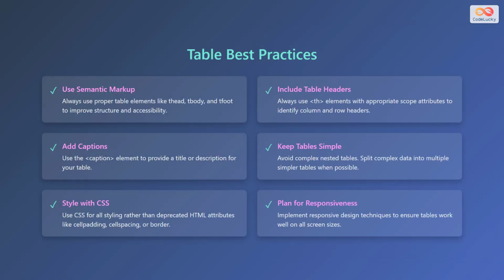Let's explore some best practices for creating HTML tables. Always use proper table elements like table head, table body, and table foot to improve structure and accessibility. Always use table header elements with appropriate scope attributes to identify column and row headers. Use the caption element to provide a title or description for your table. Avoid complex nested tables and split complex data into multiple simpler tables when possible. Use CSS for all styling rather than deprecated HTML attributes like cell padding, cell spacing, or border. And implement responsive design techniques to ensure tables work well on all screen sizes.